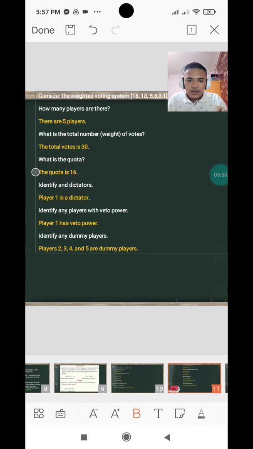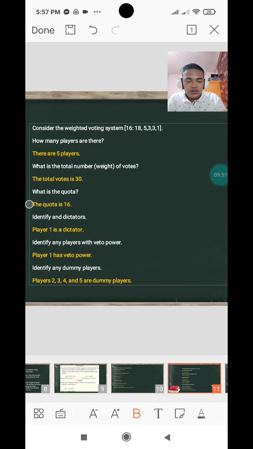Identify the dictators. Player 1 is a dictator because that number is higher than the quota. Identify any players with veto power. Player 1 has veto power because she has the highest number in the line. Identify any dummy players. Players 2, 3, 4, and 5 are dummy players.